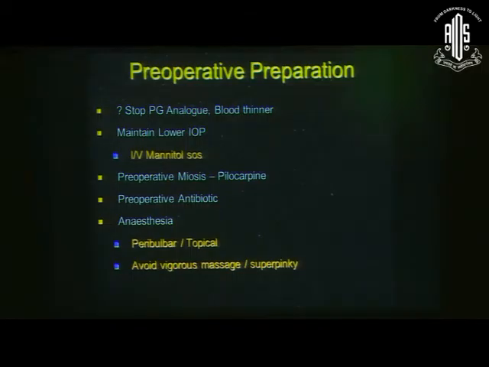We put 1 drop of pilocarpine before we start the surgery. That will constrict the pupil, so later on there won't be any iris prolapse in the internal opening, and you can have a small buttonhole iridectomy.